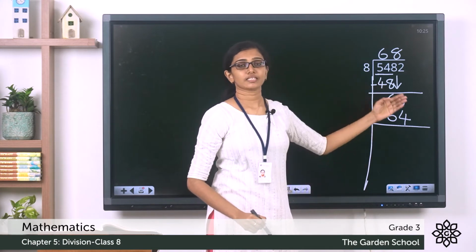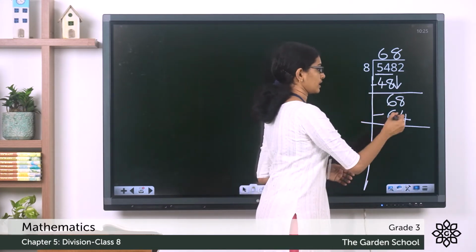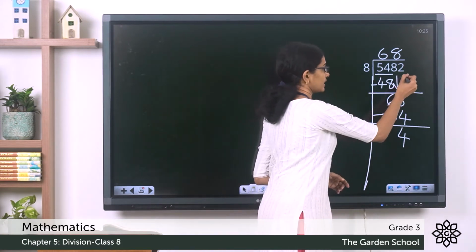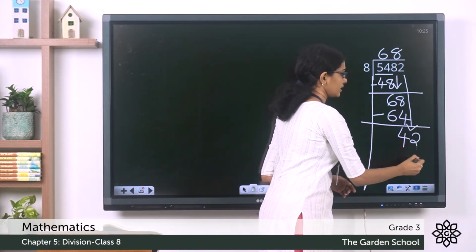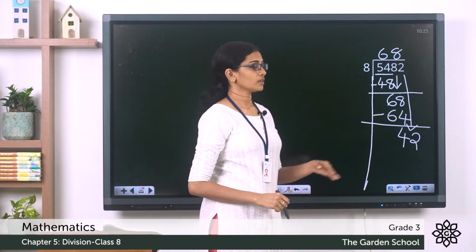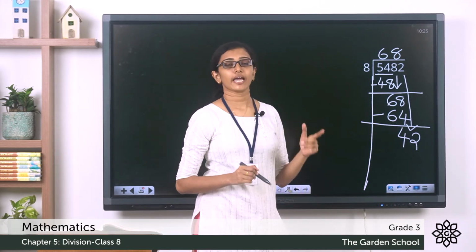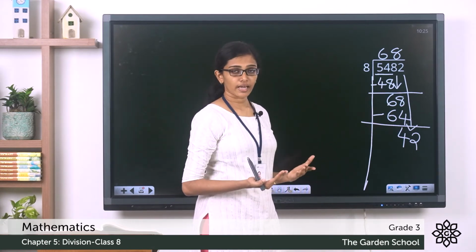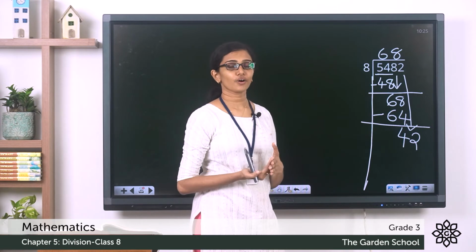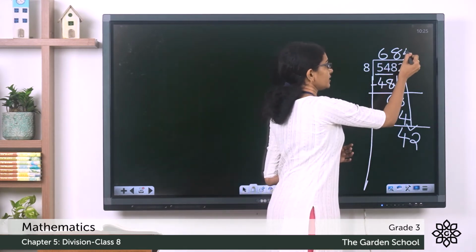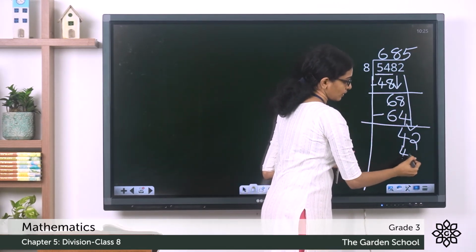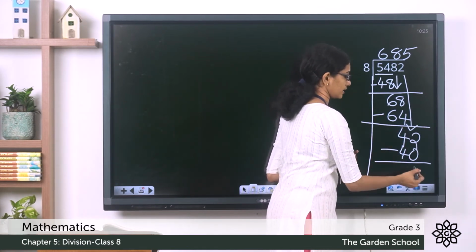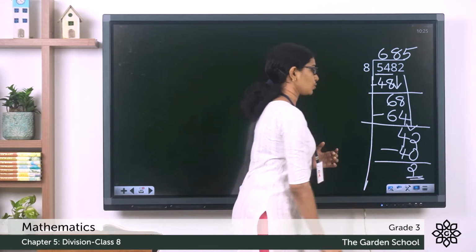Subtract the numbers, 68 minus 64, and that is equal to 4. Now there is one more digit to bring down, and that is 2. Bring it down here. We have 42. 42 divided by 8. How many 8s will go in 42? We know from the table of 8, 8 5s are 40. So let's take 5 here. 8 5s are 40. Let's do the subtraction. 42 minus 40, which is equal to 2.